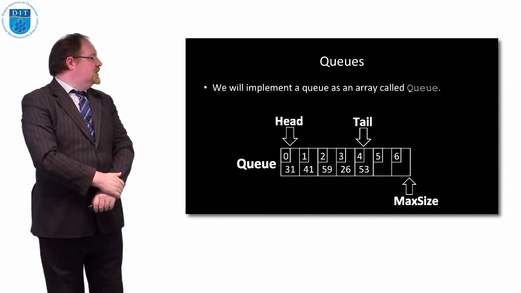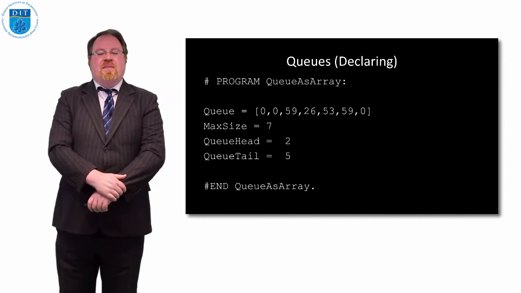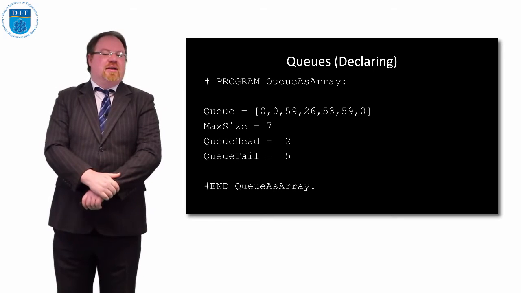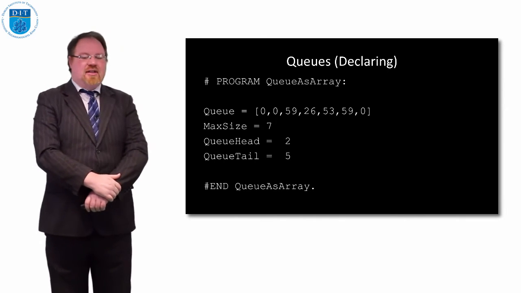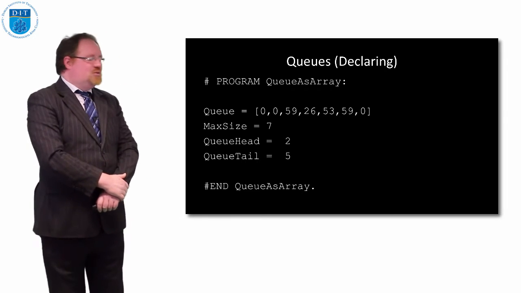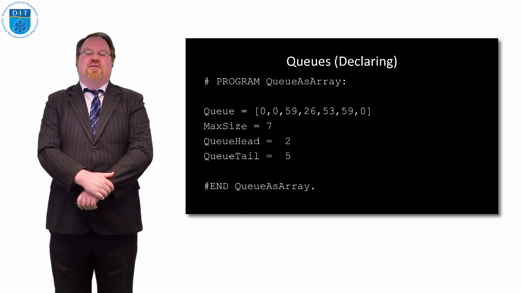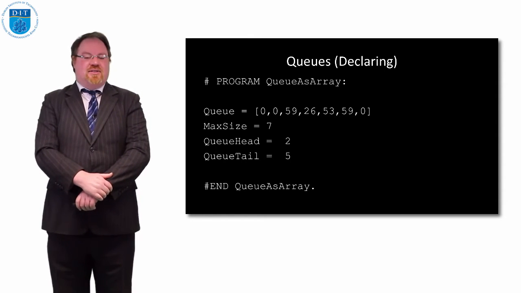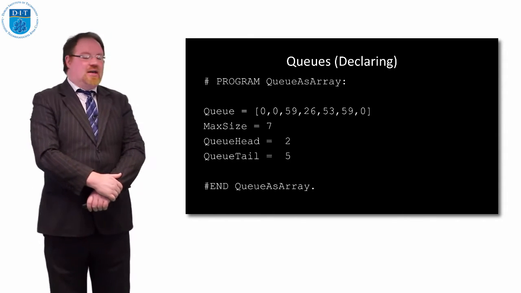If we declare it in Python, what does it look like? In this case, we've declared a queue that's of length 7. The head of the queue in this case is at the 3rd element, or queue head is at 2, and queue tail is at 5, so the 6th element. So that means the 7th element, the last element, is 0, and the first 2 elements, elements 0 and 1, are 0 as well.